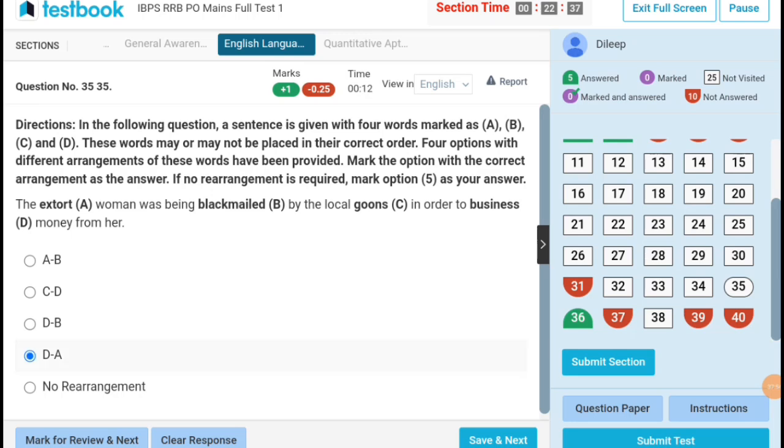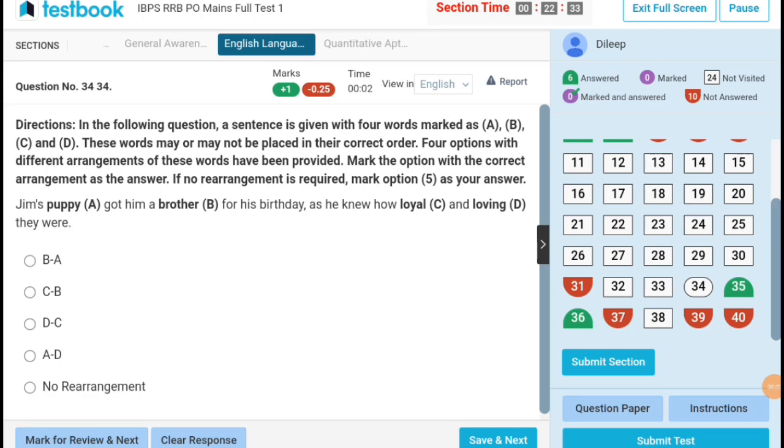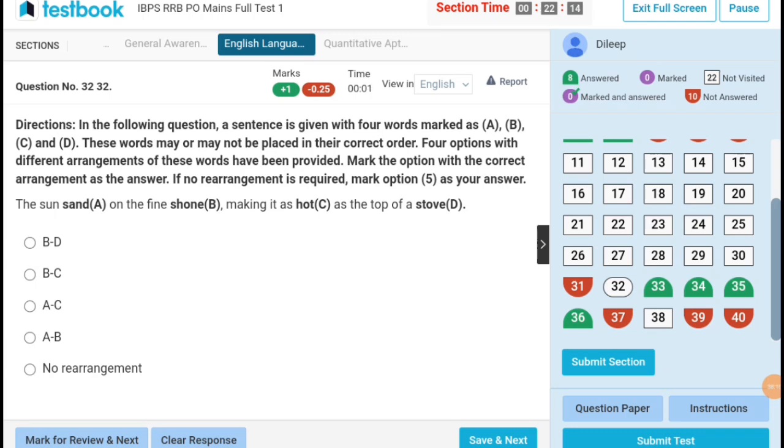Jim's dash got him a puppy for his father, and he knew A and B. Once upon a time, the sun shone on the fine.